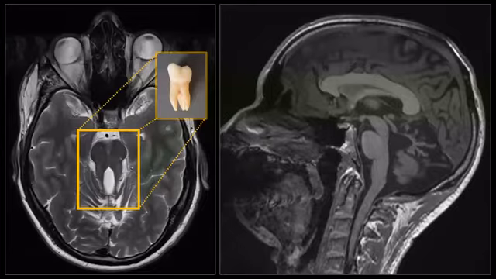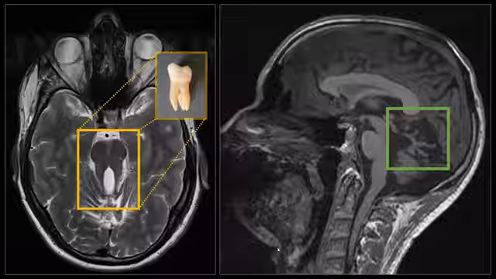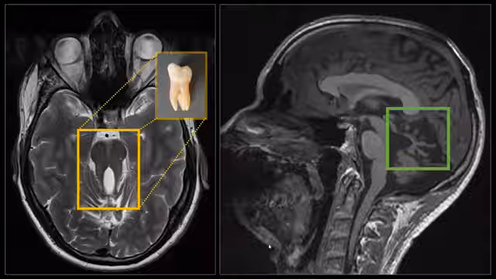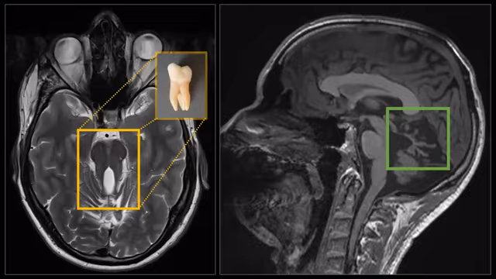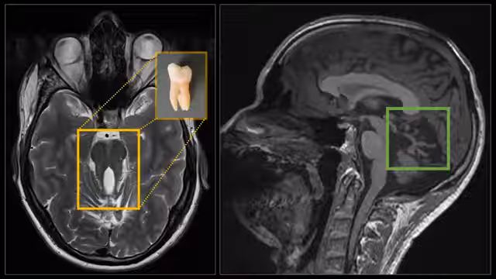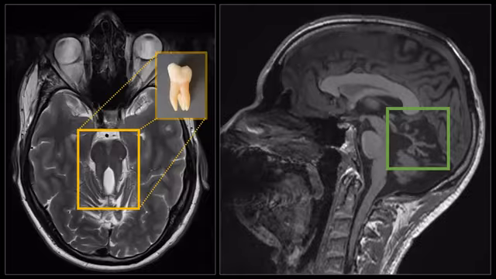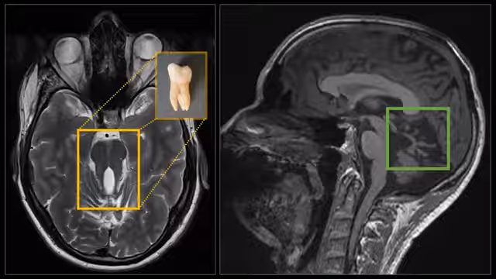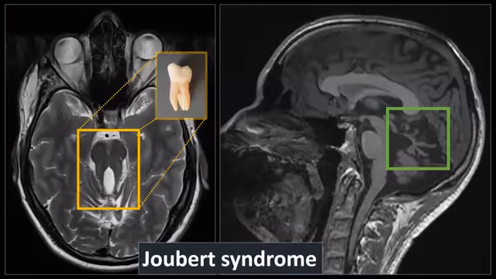The molar tooth sign is described in a rare genetic disorder called Joubert syndrome. Joubert syndrome is characterized by both the molar tooth appearance of the midbrain on axial images and dysplasia of the cerebellar vermis. So if you have the combination of both these findings, this is very suggestive for this rare autosomal recessive disorder called Joubert syndrome, in which patients typically present at an early age, often shortly after birth already, with hypotonia, ataxia, oculomotor apraxia, rapid shallow breathing, and other symptoms. So this is Joubert syndrome.